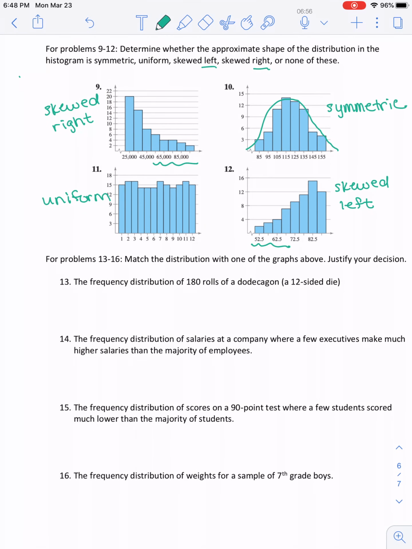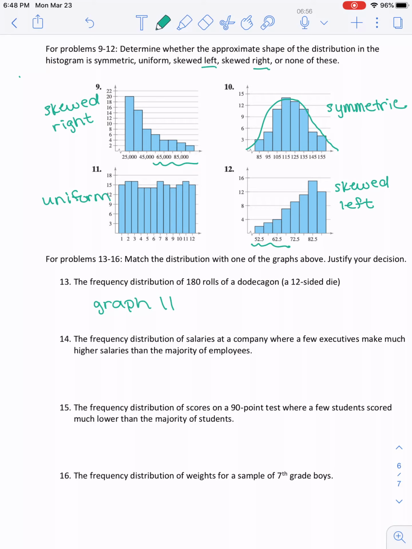Down here, we need to match the graphs to the descriptions. If we were to roll a dodecagon 180 times, so a dodecagon has 12 sides, and as long as the die was fair, we would expect each number 1 through 12 to appear about the same number of times. That's going to be graph number 11. And here I'm just going to list answers, I'm just saying those out loud, but hopefully we understand that part of it.